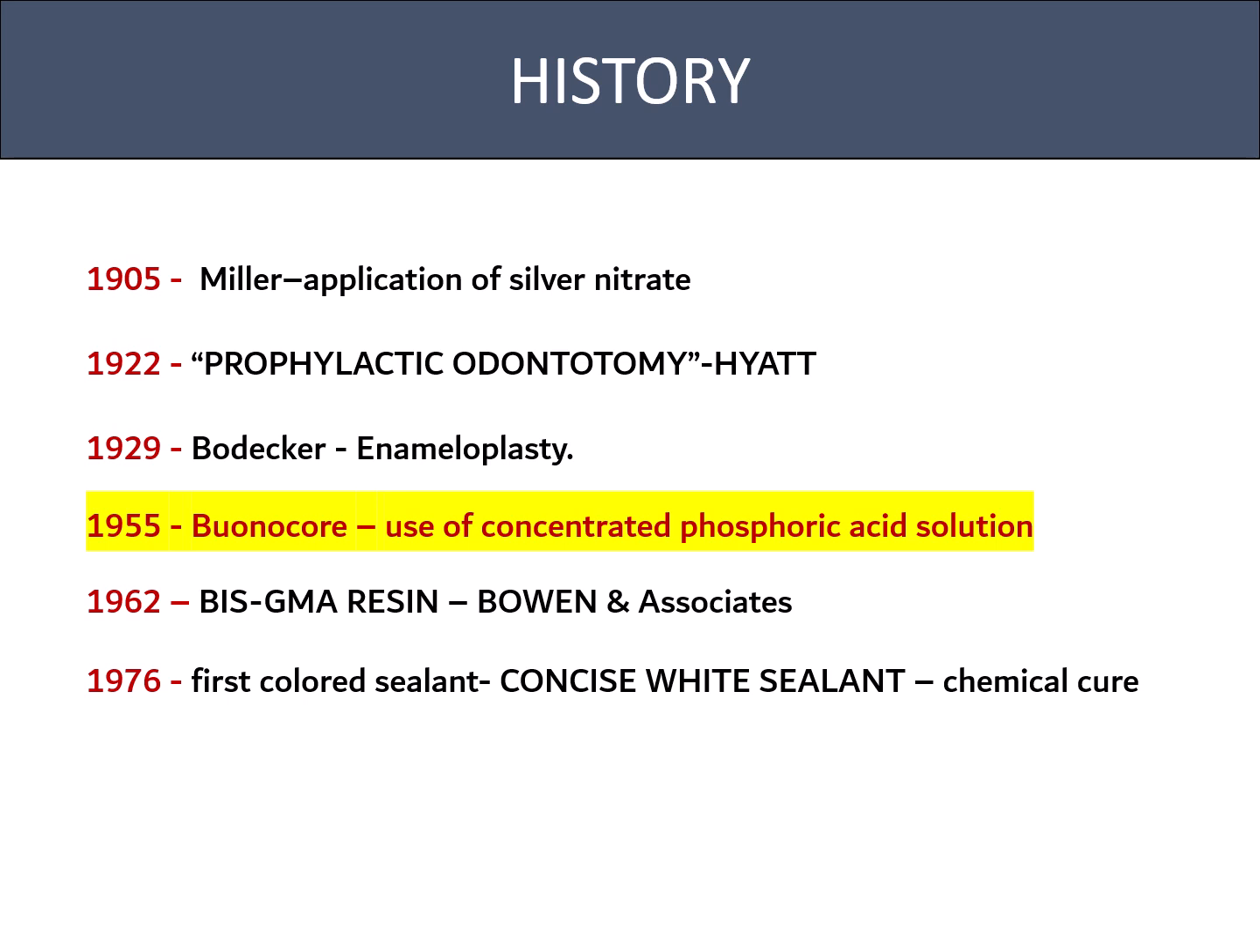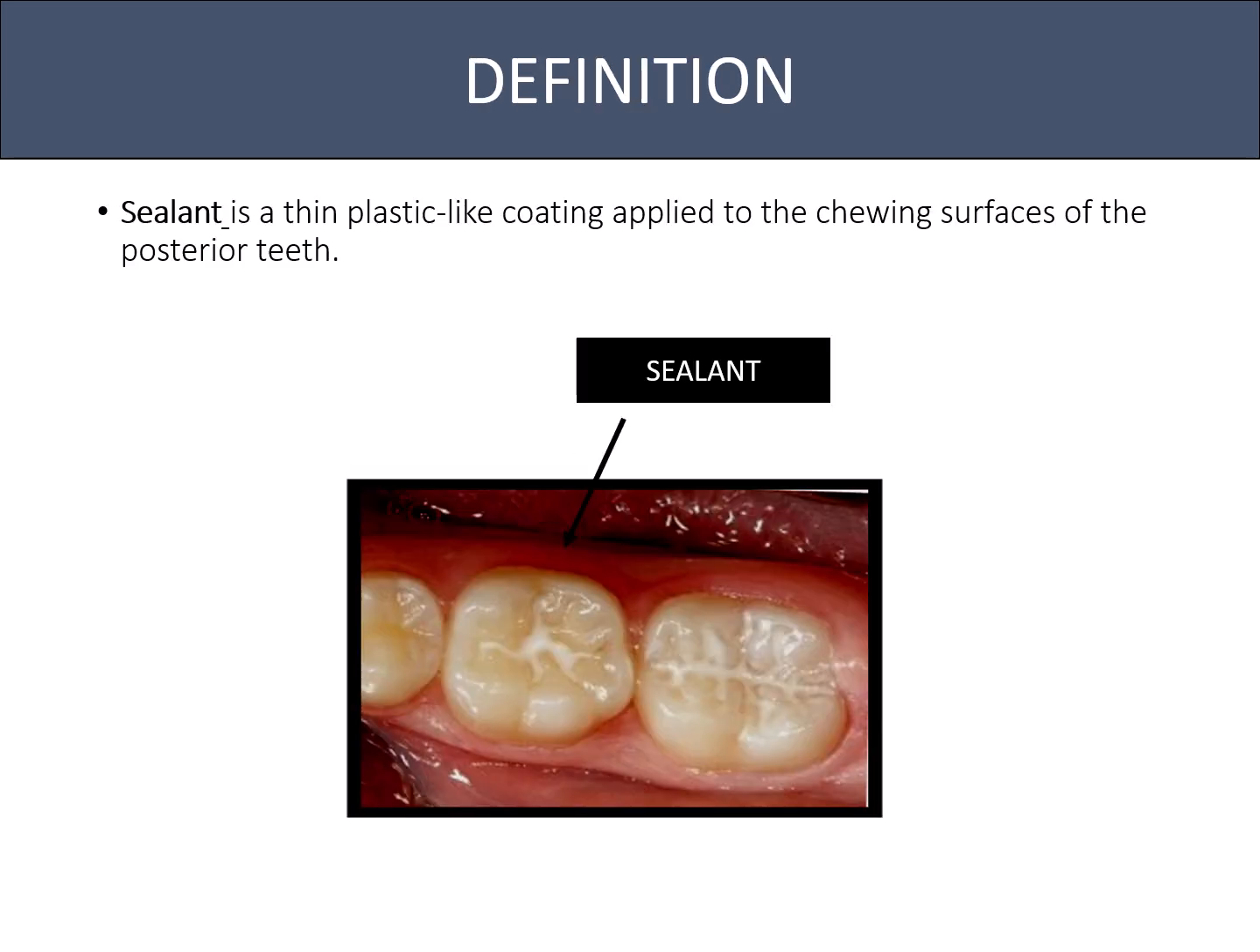In 1929, Bodecker suggested widening the fissures mechanically so that they would be less retentive of food particles, and also called it fissure eradication. In 1955, Buonocore introduced a method of adhering resin to an acid-etched enamel surface. In 1962, Bowen and his associates developed the bis-GMA resin, which is the chemical reaction product of bisphenol A and glycidyl methacrylate. So sealant is a thin plastic coating material applied to the chewing surface of the posterior teeth, which prevents caries.